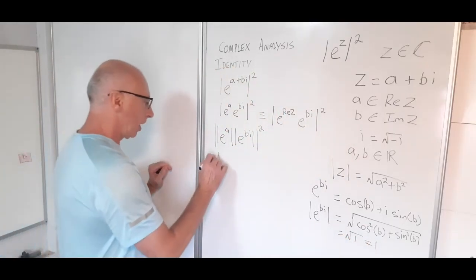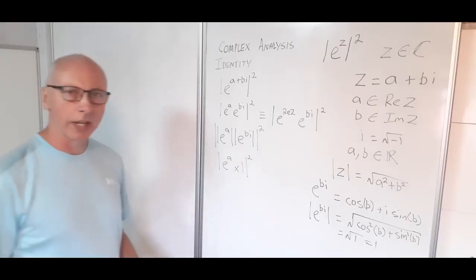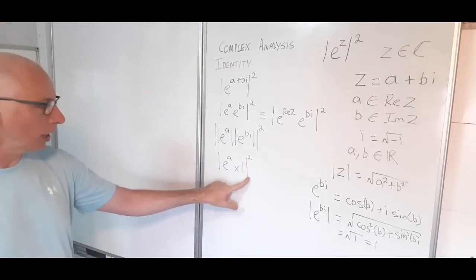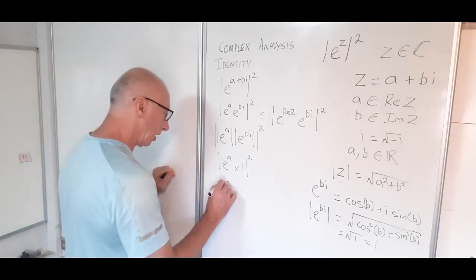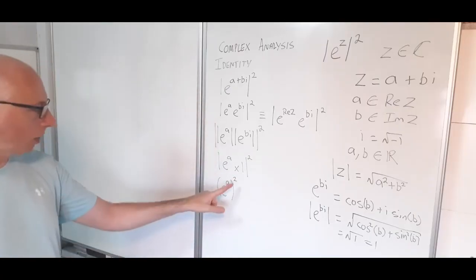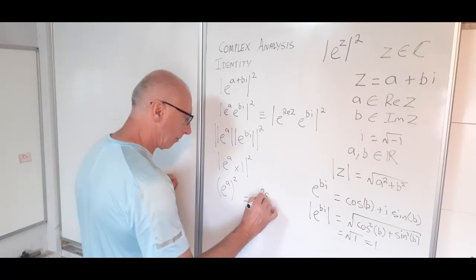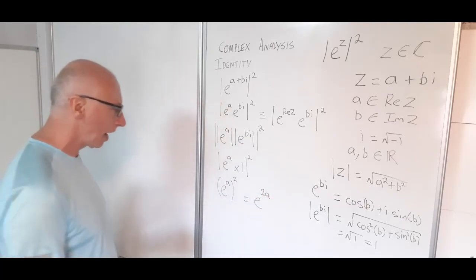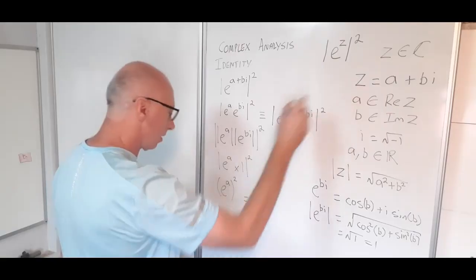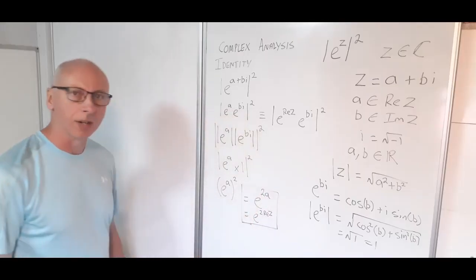So now what I can do is write e to the a times 1, all squared. Now e to the a times 1, that's a real number. So now I don't need my modulus. So now I've got e to the a, squared. So I can now just do a bracket. Now with the squared I can just bring that inside there. And then all I've got left is e to the 2a. Or I could write that as e to the 2 times the real part of z. And that would be good enough for our answer.